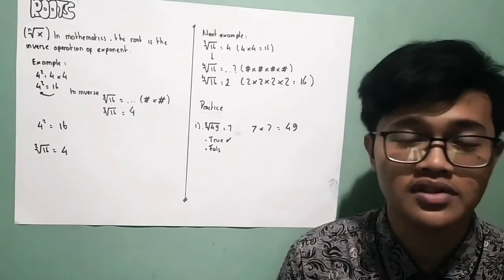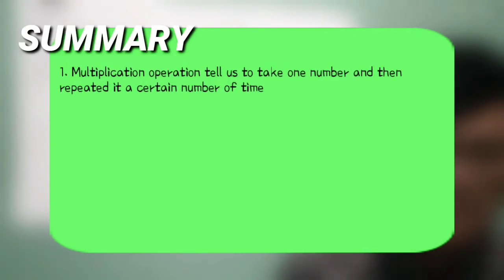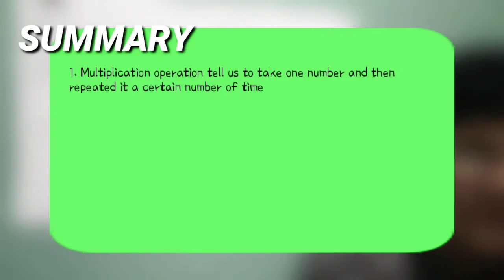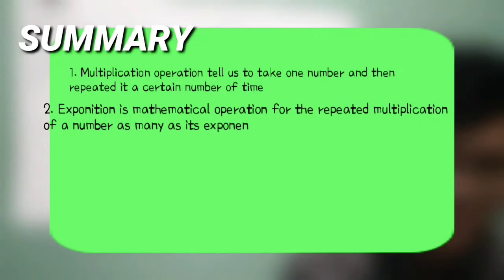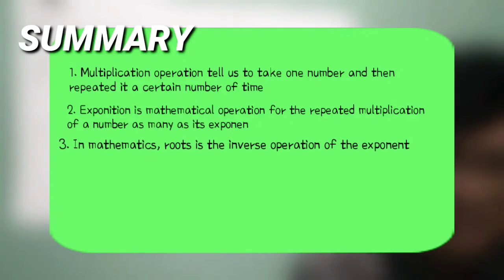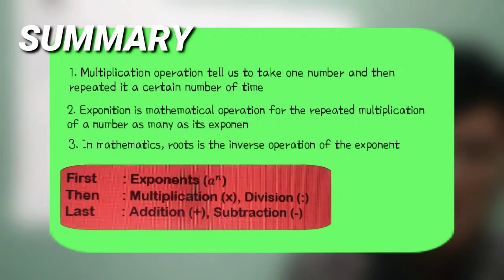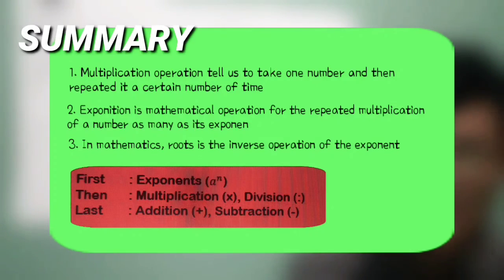Well, I will give you a summary of this video. First, multiplication operation tells us to take one number and repeat it a certain number of times. Second, exponentiation is a mathematical operation for the repeated multiplication of a number as many times as its exponent. Third, in mathematics, the square root is the inverse operation of the exponent. And last, the rules of counting: first is exponent, then multiplication and division, and last, addition and subtraction.